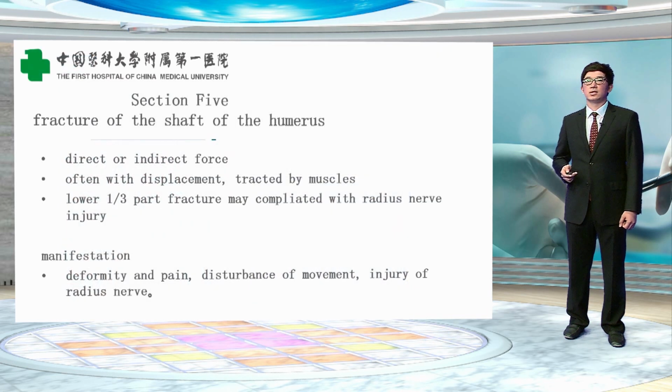Section 5 is the fracture of the shaft of the humerus. It can be caused by direct or indirect force, and often with displacement pulled by muscles. The lower 1/3 fracture may be complicated with radial nerve injury. The manifestations may include deformity, pain, disturbance of movement, and injury of the radial nerve.